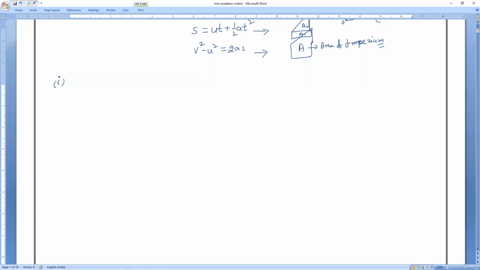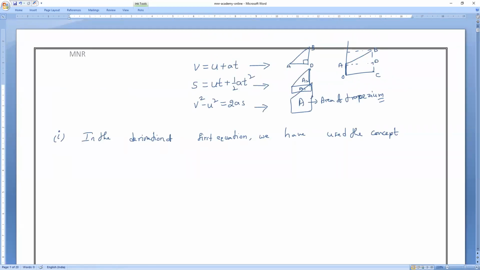Write point number 1. In the derivation of the first equation, what is the first equation, everybody? Velocity time relation, v equals u plus at. In the first equation, we have used the concept of the, what is the concept we have used?